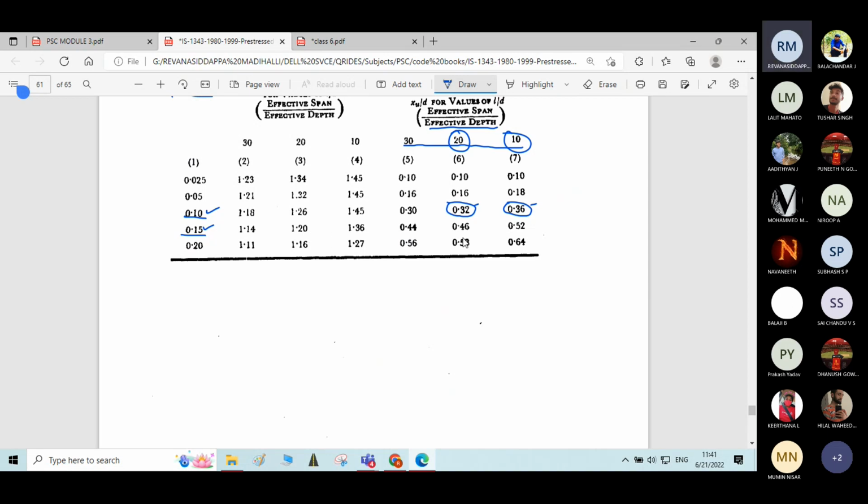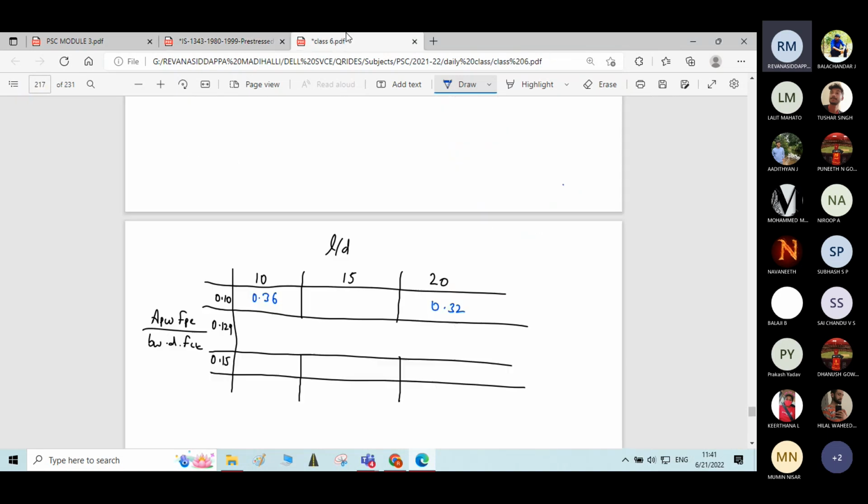When L by D is equal to 10, the XU by D is 0.52. When 20, XU by D is 0.46. So here 0.52 and 0.46. Now we need to interpolate for 15.